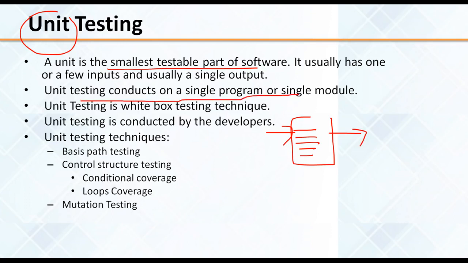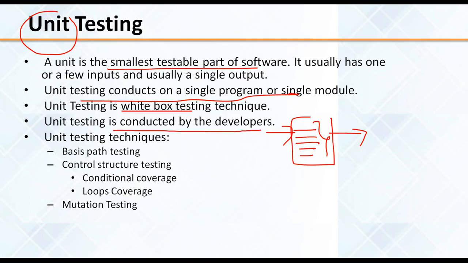Unit testing is a white box testing technique. Why is it a white box testing technique? Because we are testing the internal logic of the program. We are testing the code or program directly here. So that's the reason we call it white box. White box means we can see whatever is inside. Unit testing is conducted by the developers.